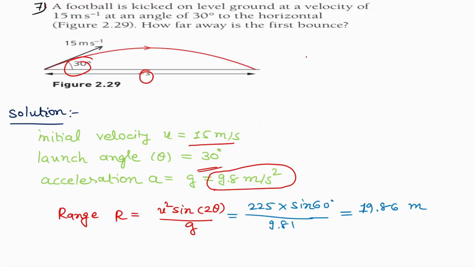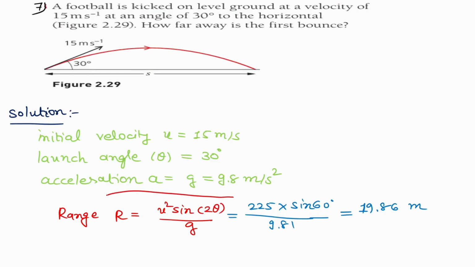We all know the range formula: u squared, initial velocity squared, times sine 2 theta, divided by g. Theta is the launching angle at which the object is thrown, and g is gravity. Put all these values over here, and you will get the answer, about 19.86 meters. This is a very easy question, I would say, because if you know this formula, you can easily put all the values in.